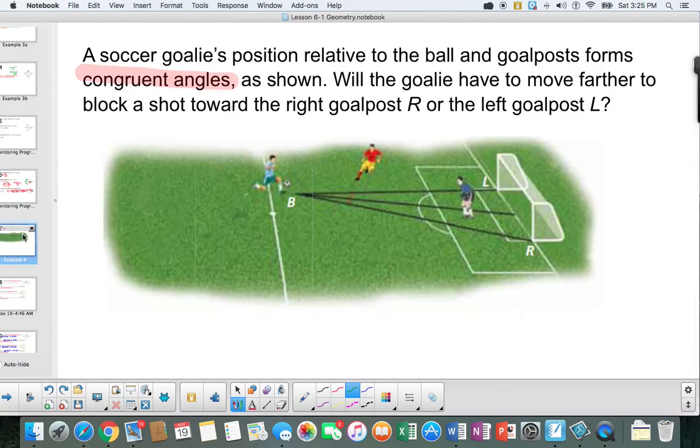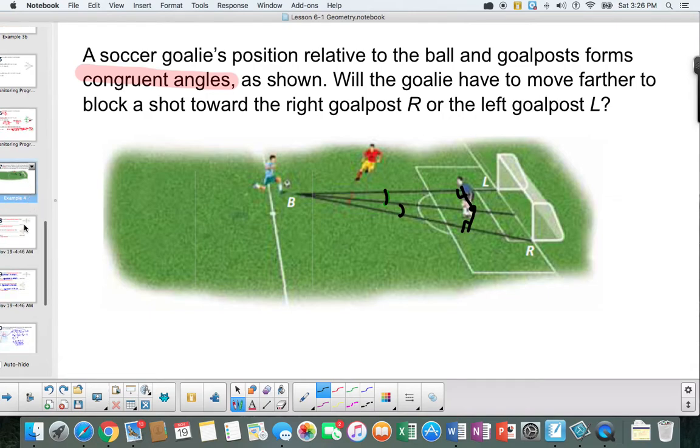Okay, here's a situation. A goalie is in a path where these two angles are going to be congruent. Let's go ahead and make them a darker color. This angle and this angle are congruent. Will the goalie have to move farther to block a shot toward the right post or to the left post? And the answer is they're going to be the same distance because the goalie lies on the angle bisector. So that means it has the same distance to each of the sides of the triangle. So it really doesn't matter which goalpost, the same distance.